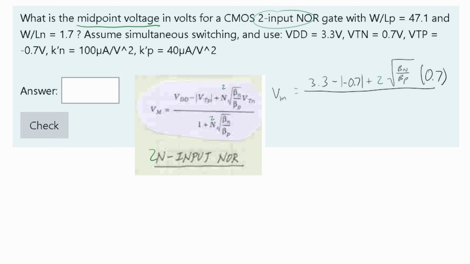So let's find out what our beta N and our beta P are. So beta N is going to be the following. These are also in the notes, but I'll just write it out here. Beta N is going to be equal to our K prime N multiplied by W over L of subscript N. Okay, and beta P is equal to K prime P multiplied by W over L and then P. So very similar for both of them. Can't really get them mixed up. You can solve those that way.